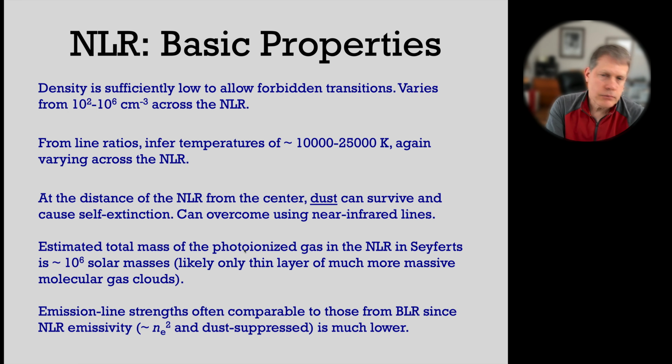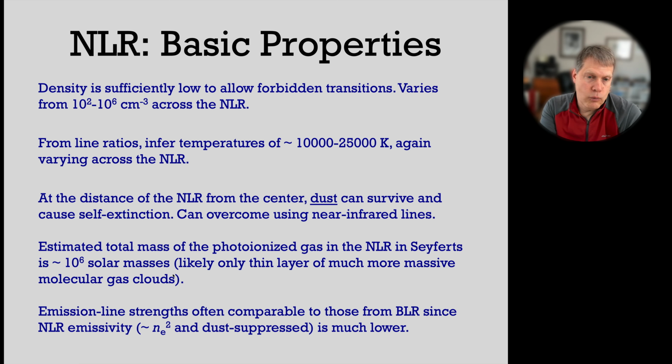Okay, and then further, a couple of other points that come out of modeling of the narrow line region. If you look at the estimated total mass of the photoionized gas in the narrow line region for Seyfert galaxies, it's like 1 million solar masses. Now, of course, that doesn't mean all the gas that's out at these radii only has a mass of about 1 million solar masses. Here again, we're just speaking of the photoionized gas that's actively responsible for producing the NLR emission, which is likely only a thin layer of much more massive molecular gas clouds in general.